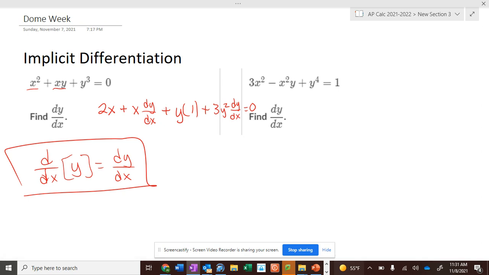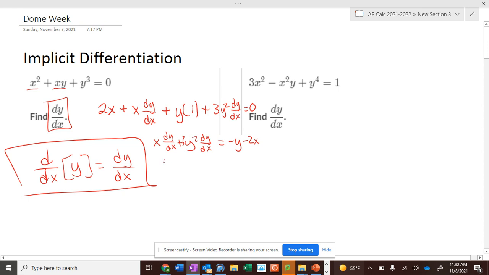Now we got to simplify it. Okay, so it says find dy/dx. We got to get dy/dx alone on one side. So the two things with dy/dx in it stay on the left-hand side. Everything else goes to the right-hand side. So x dy/dx plus 3y squared dy/dx equals negative y minus 2x, or negative 2x minus y, whatever we want to do.